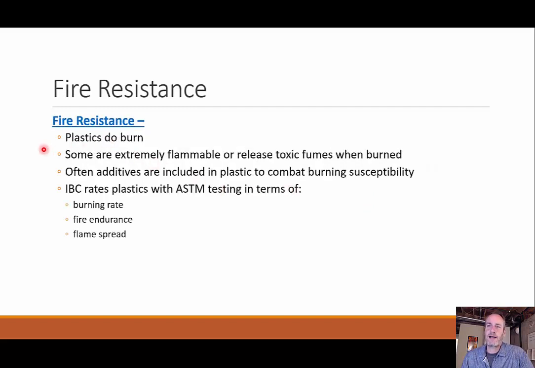Fire resistance. Plastics do burn, and some are even extremely flammable and can release toxic fumes. So that's something we have to take into consideration. We can add some additives. I know we didn't talk about this earlier, but another additive we can add would help combat this burning issue. And IBC will actually have a rating scale for these plastics based on the rate that they burn, how easily they will burn, and how fast that burn will spread.